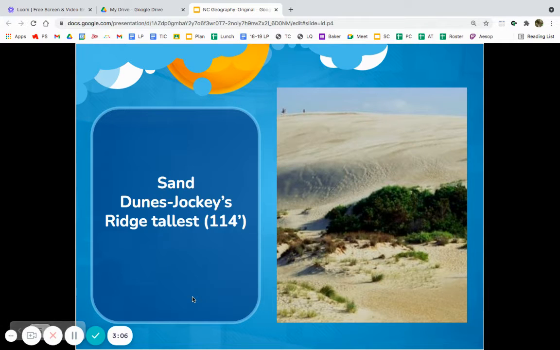This is an image of Jockey's Ridge, which is located in the Outer Banks. It is the tallest sand dune in North Carolina, and it was measured at one point at 114 feet, but due to erosion and shifting wind, shifting sand around, and hurricanes blowing through, because it's right near the ocean, it changes. It depends on when you take the measurement of it. It might be lower than 114, it might be taller, just depends on how much damage has been done to the area.